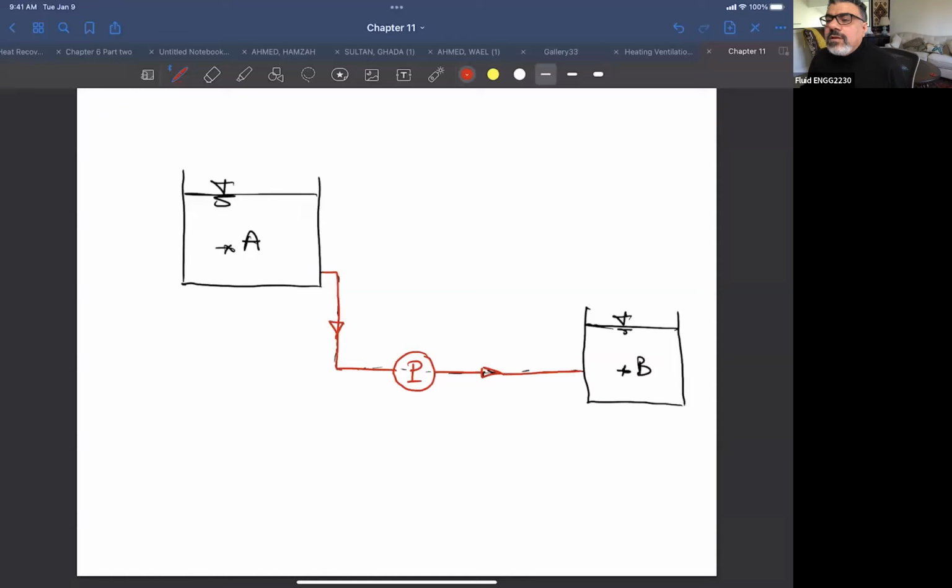I'm not going to move it in the other direction. The main direction is A to B, so I need the fluid to go like this.